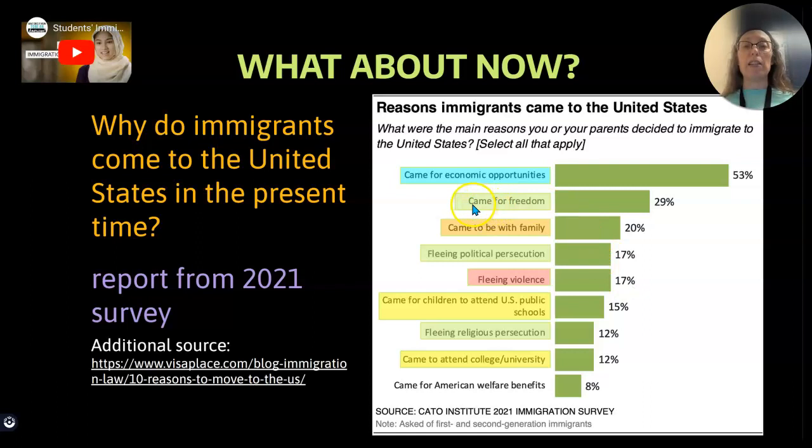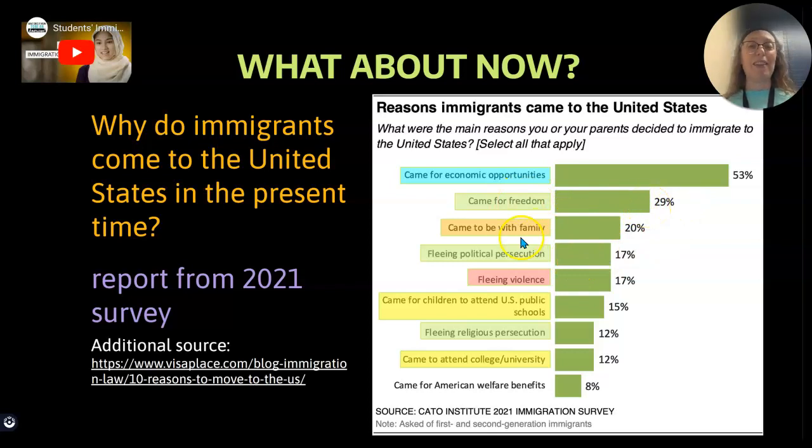In order for us to generalize, we're going to combine came for freedom, fleeing political persecution. So at home, they're trying to get away from getting in trouble because of their political beliefs or which political party they're part of or who they voted for. They want to get away from that. That's kind of like coming for freedom, right? They are not experiencing freedom at home because of politics or fleeing religious persecution. So some people who came for freedom may have also marked one of these two, but for right now, for the purpose of our notes, I'm going to go ahead and add those numbers together. So 12% for religious persecution plus 17% for political persecution plus 29% for coming for freedom.